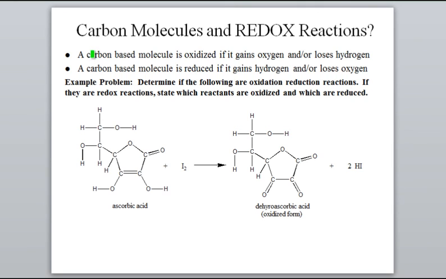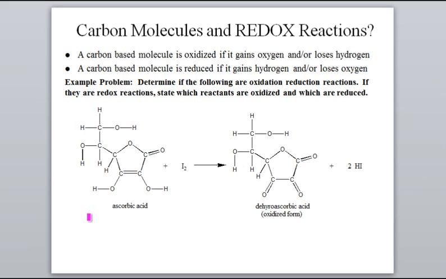If you look at the reactant side and see what it forms on the product side, if the carbon-based molecule gains oxygen and or loses hydrogen, it's been oxidized. If you compare the reactant and the product and it has more hydrogen, it gains hydrogen or loses oxygen, it's been reduced. So let's practice these two rules in this problem down here.